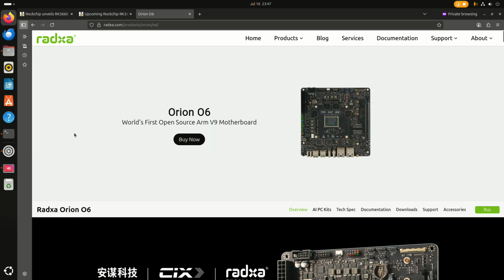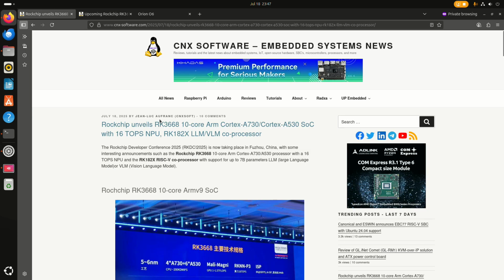And I also saw some social media posts that Radxa will use the RK3668 for the Radxa ROC 6.